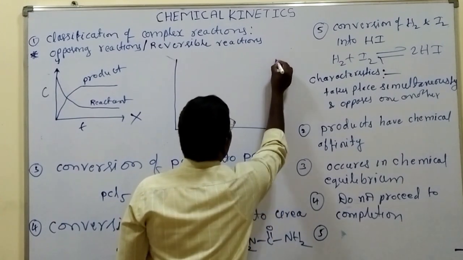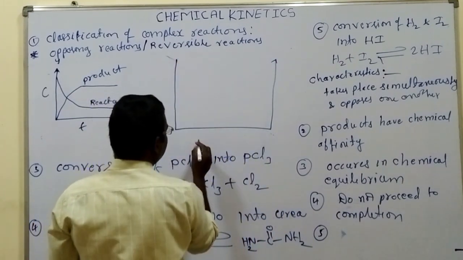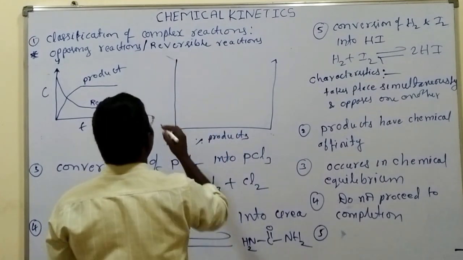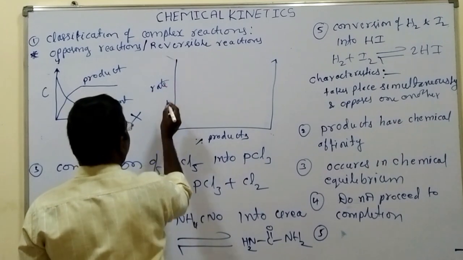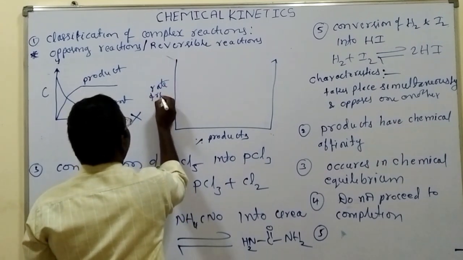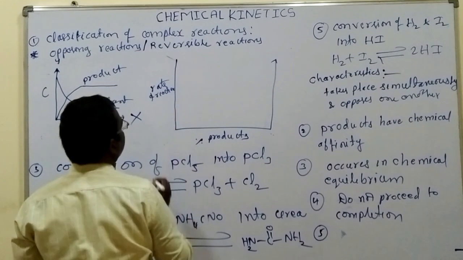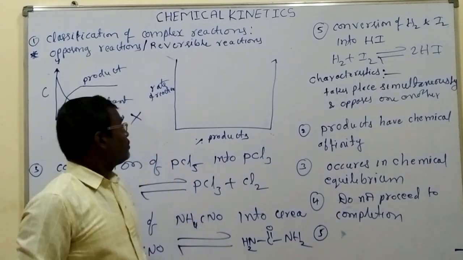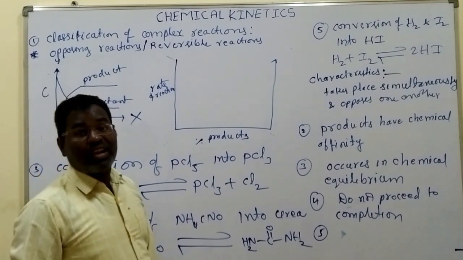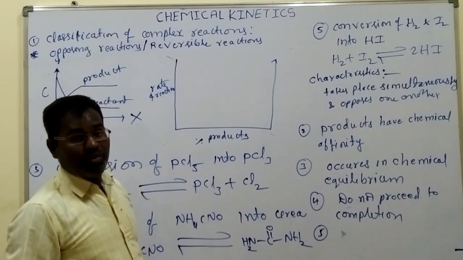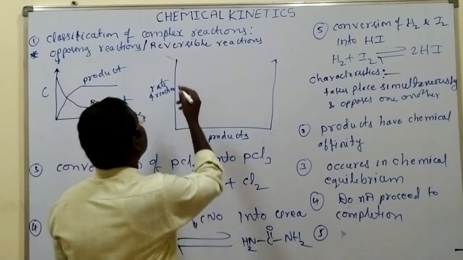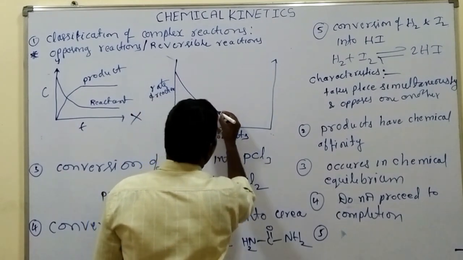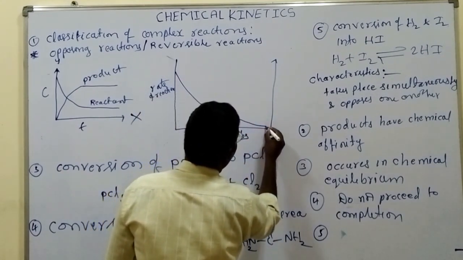Rate of reaction and percentage of the products. Here we are taking the percentage of the products, and here we have to take the rate of reaction. Initially, if you take the rate of the forward reaction, what happens? It gradually decreases. The rate of forward reaction decreases gradually.